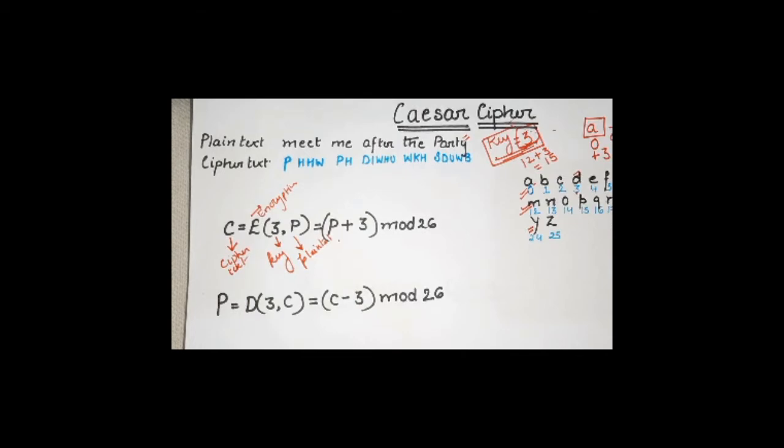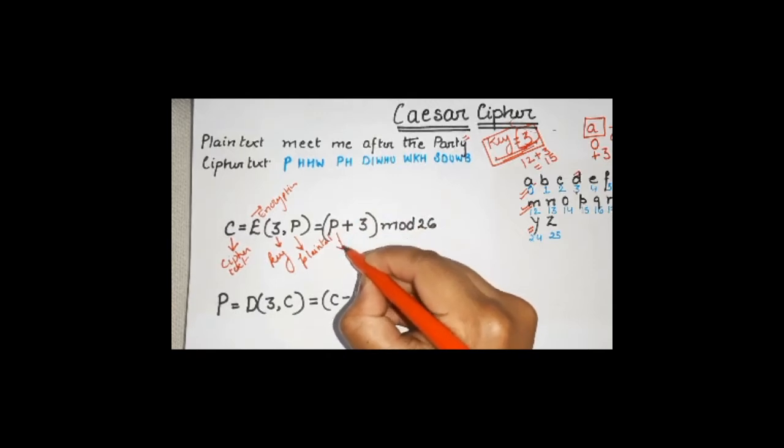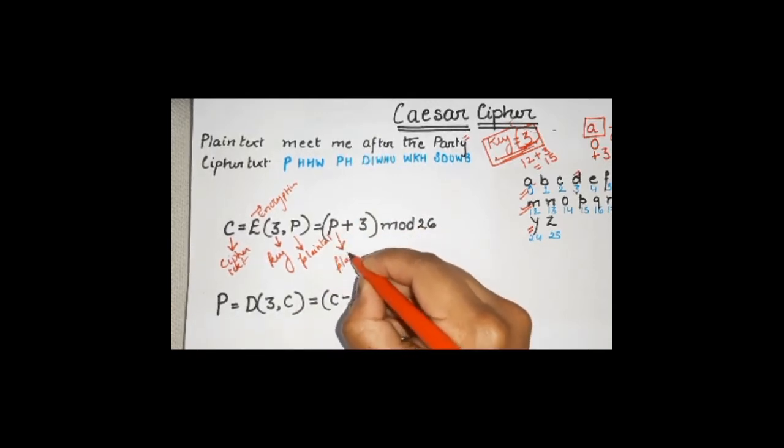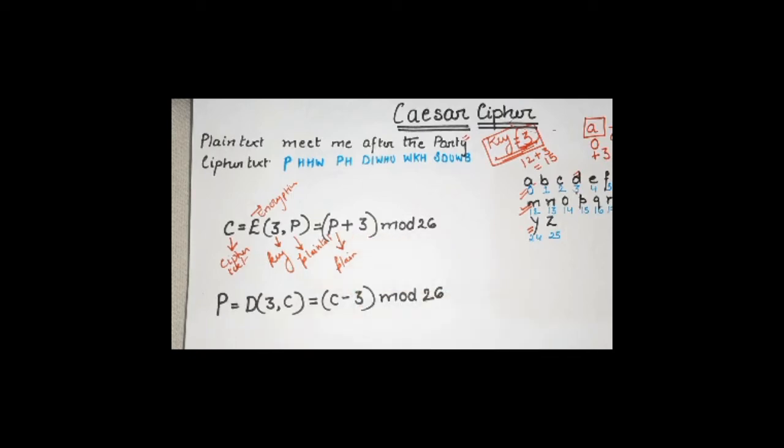And what is the formula? The formula says, write down the value of plain text, add 3 to it, and then perform mod 26. Why perform mod 26? Because the alphabetical values are just between 0 to 25. After 25, I need to get 0 again. After Z, I need to get A, B, C, D again, and therefore I need to perform mod 26.